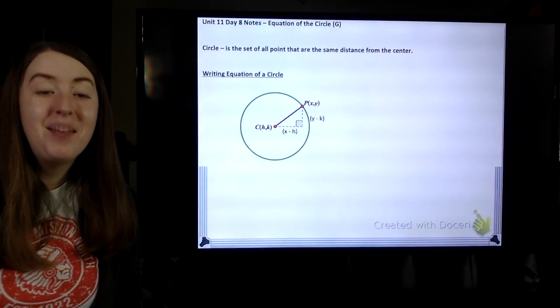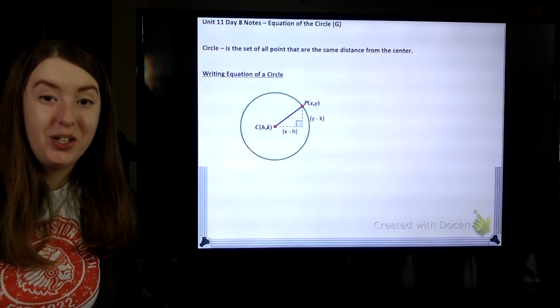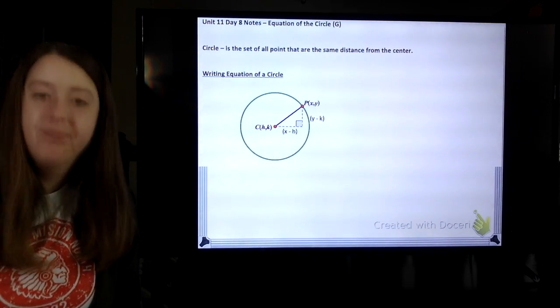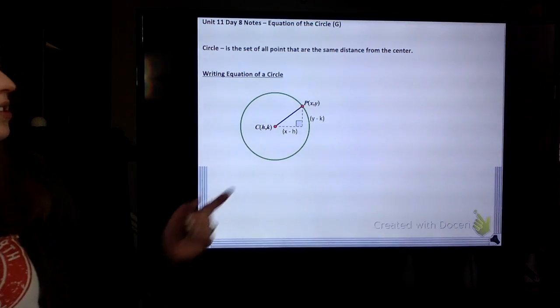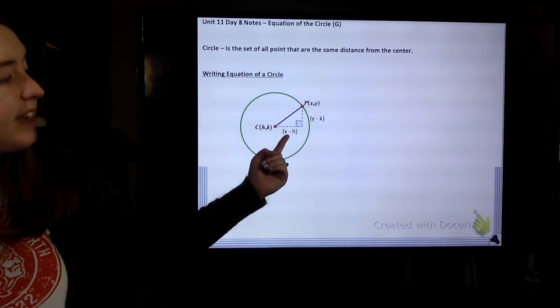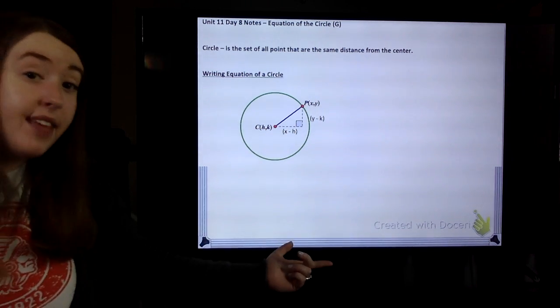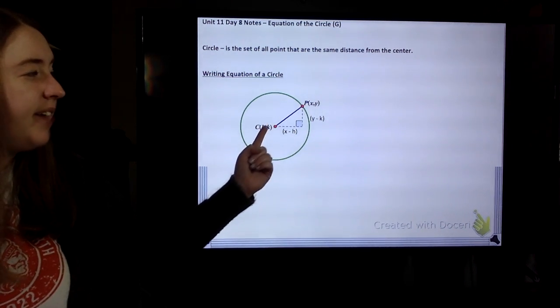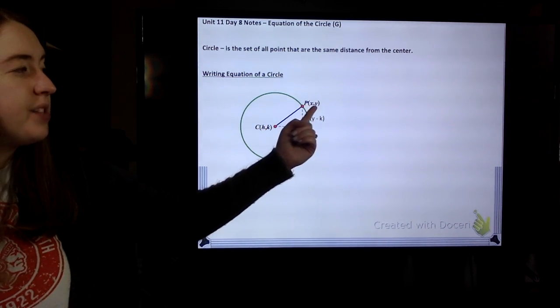Hey guys, today we're going to talk about equations of circles. So, where does the equation of a circle come from? Well, here's what I'm hoping to show you. Right here we have this length labeled as x minus h, and that's because this is my center at (h, k), and here's some point (x, y).